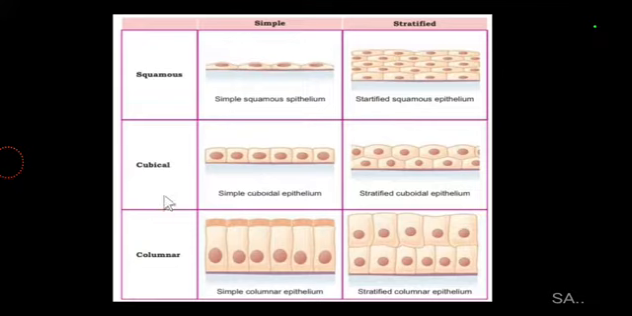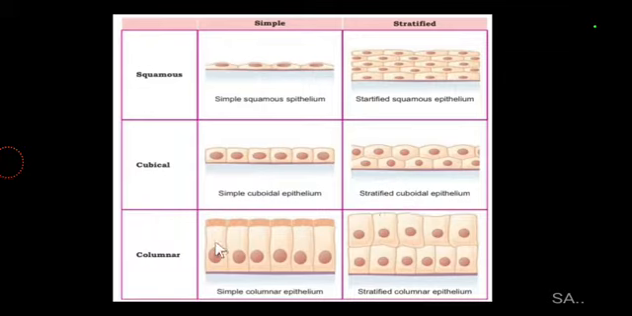Cuboidal. As the name indicates, it is of cube shape. So here you can see the shape. Since this cuboidal epithelium is basically making a single layer, this is simple cuboidal epithelium. However, when two layers of the cuboidal epithelium are present, then they make a stratified cuboidal epithelium.